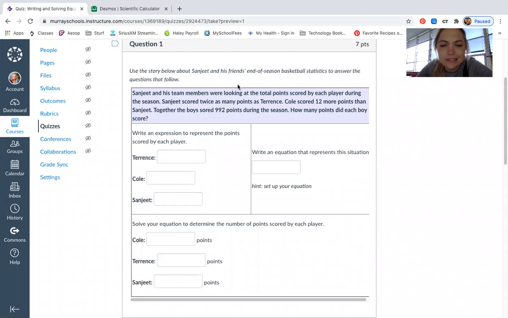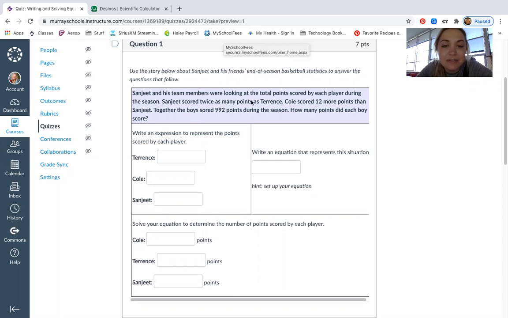All right, 8th graders, this one's got a lot of blanks to fill in. So question number 1, you're going to use the story about Sanjeet and his friends' end of season basketball statistics to answer the questions that follow. So if we look there, it says that Sanjeet and his team members were looking at the total points scored by each player during the season.